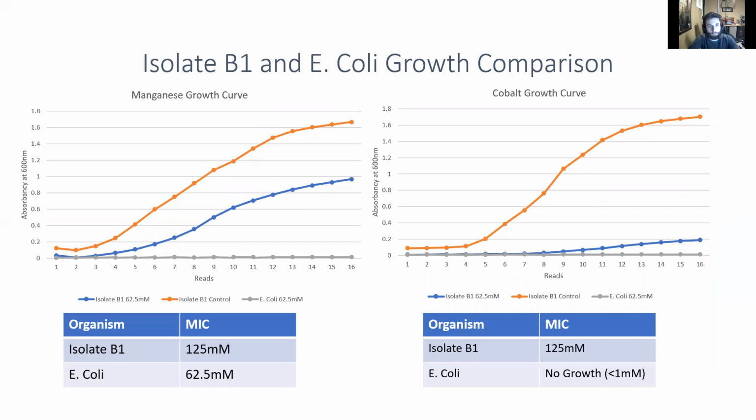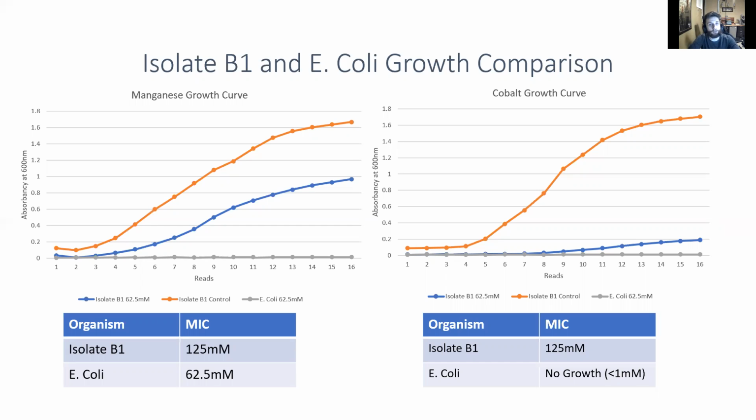And from the growth curves, these are shown. On the left is the manganese growth curve, and on the right is the cobalt growth curve. On the y-axis, it is the absorbance at 600 nanometers, and on the x-axis, it is the reads. However, please note that read 1 would refer to a 4-hour growth period for the isolate, while only a 1-hour growth period for E. coli.